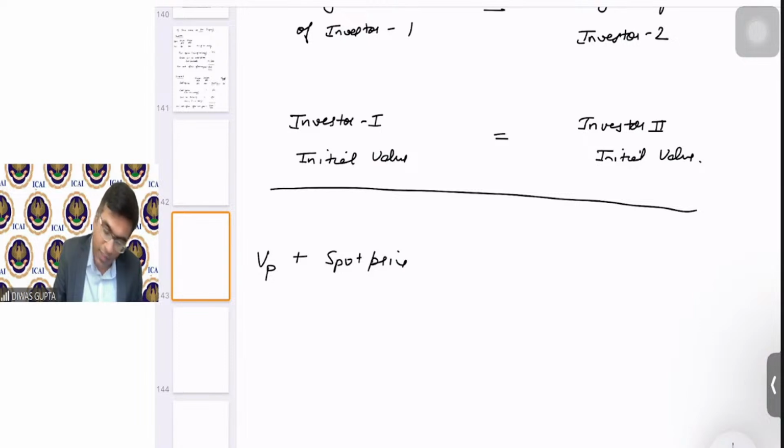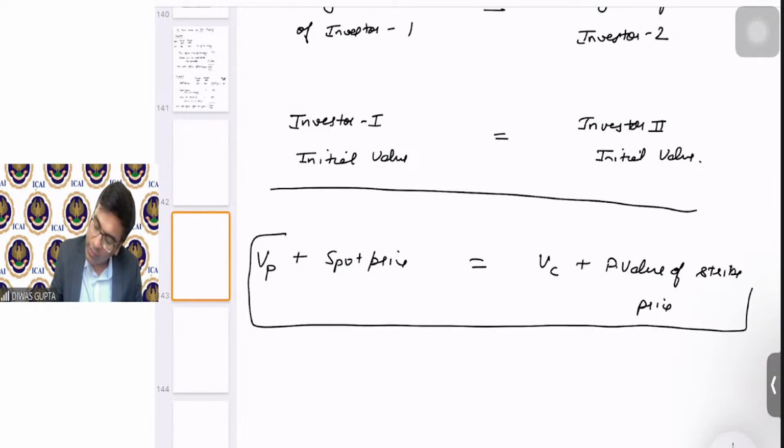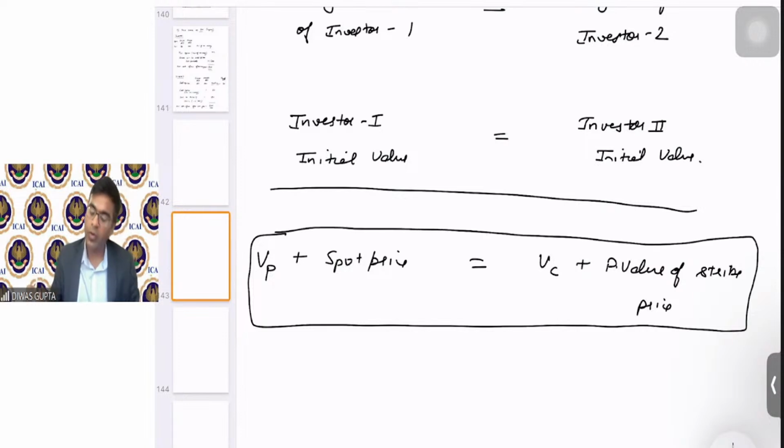This is the investor's cash flows, right? It would be equal to the value of call plus the present value of strike price. So the put-call parity theory is actually this: it says that if you take the value of put and add the spot price to it, it will always be equal to the value of call plus the present value of strike price. This is for investor one in our example, and this is the portfolio for investor two.